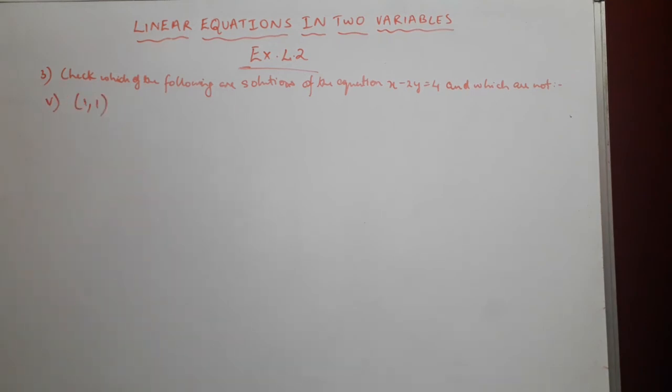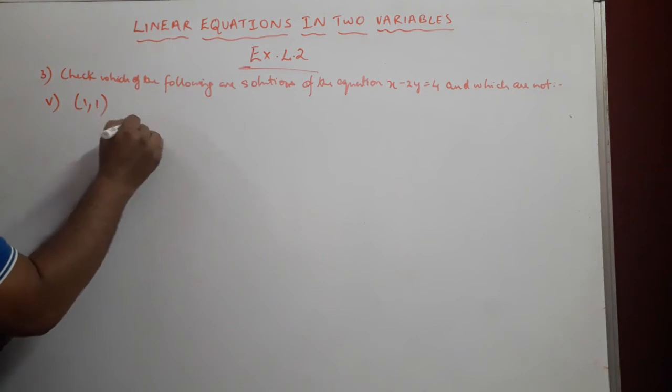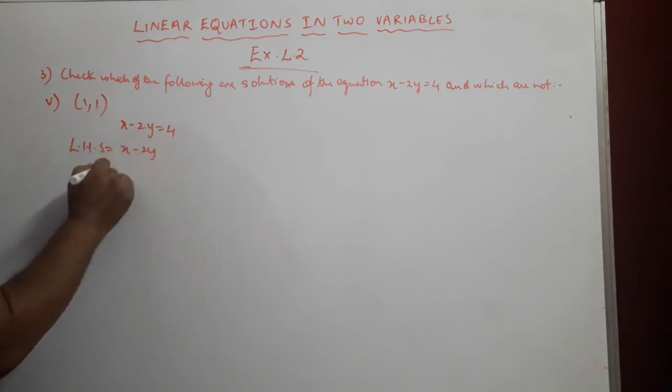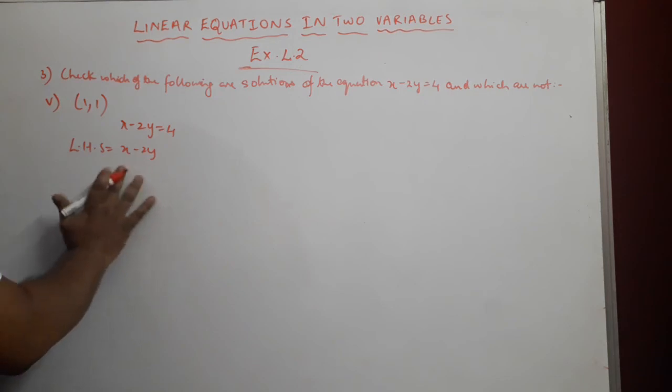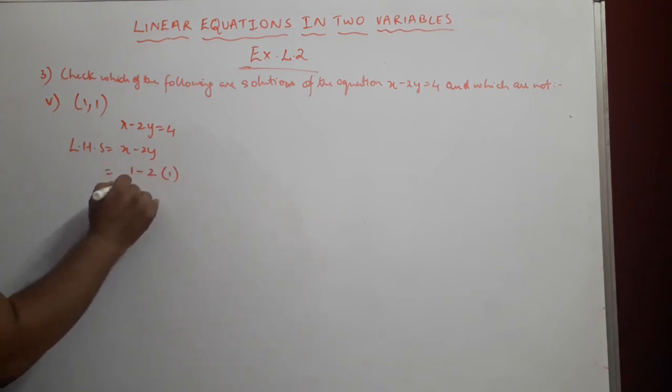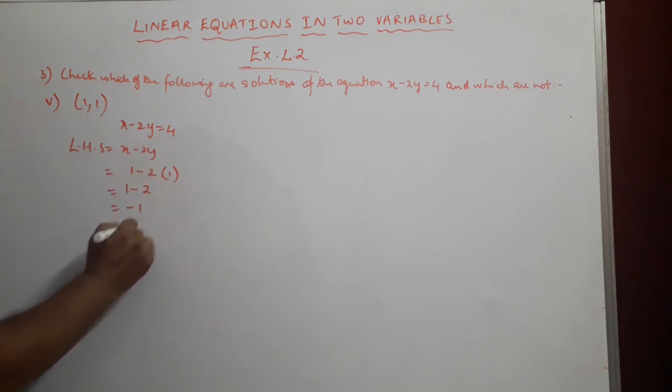Final problem under question number 3 is (1, 1). We need to check if it is a solution of the given equation. So write down the equation x minus 2y equal to 4. Left hand side equal to x minus 2y. In place of x we substitute the value that is 1. 1 minus 2 into 1, 2 into 1 is 2. So 1 minus 2 gives us minus 1.